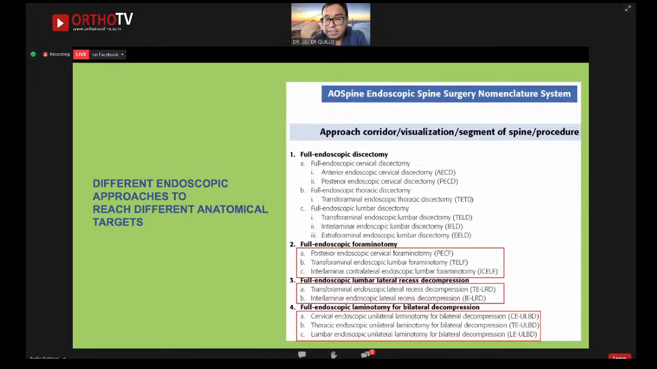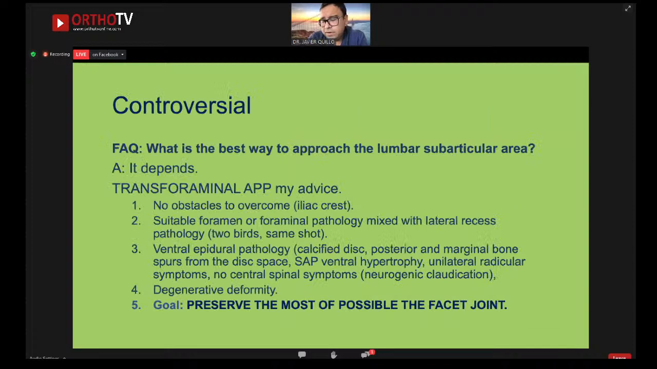So what is the first question, for example, in different courses that I have given to different doctors? The question is, what is the best way to approach the lumbar subarticular area? It depends, because we have a transforaminal approach. And the answer to this question is very simple. The transforaminal approach is the least invasive way to decompress the foraminal area and the subarticular area.